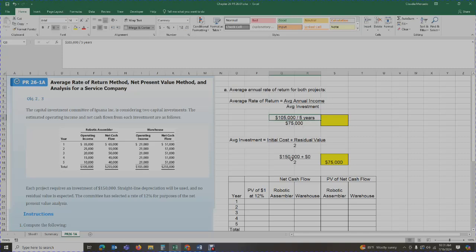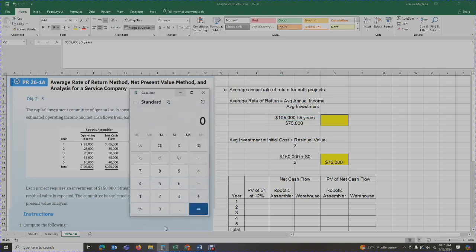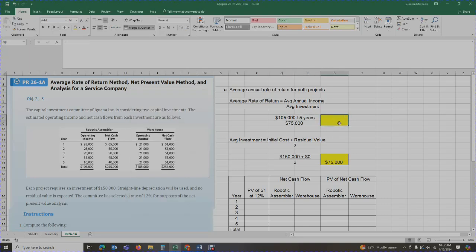So I'm going to divide the 105,000 by 5 years, and then divide by the 75,000. Let's see the calculator: 105,000 divided by 5 years. That's going to give me 21,000. And then I'm going to divide that by 75,000, which is my average investment. So that's going to give me 0.28. If you want to convert that to a percentage, you multiply it by 100 and it gives you 28%.